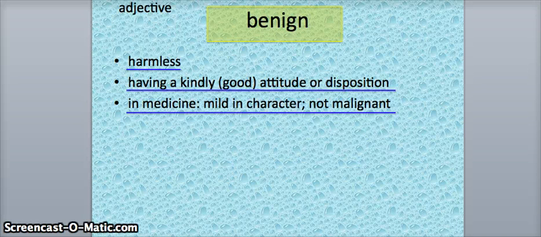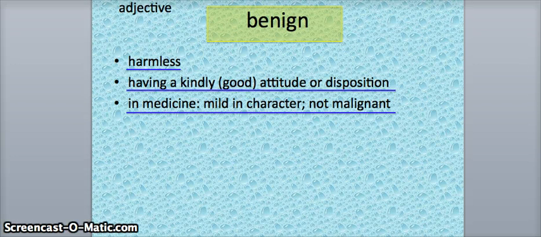But we really mostly use benign to mean the opposite of malignant, okay? And that's what that note there says. Benevolent and benign are close synonyms. Both mean having a kindly attitude, but benevolent often includes the idea of doing something charitable, and benign often has a medical meaning opposite to malignant.